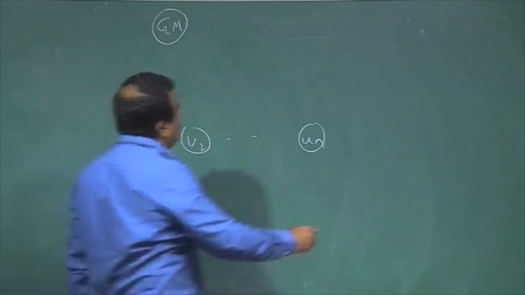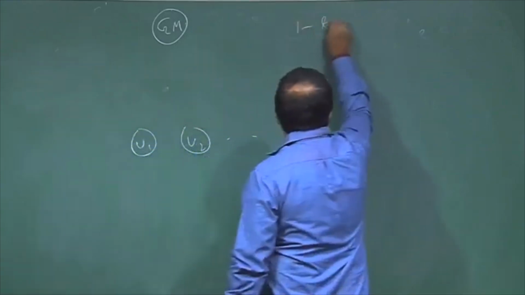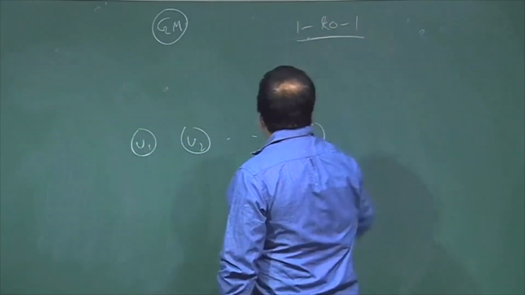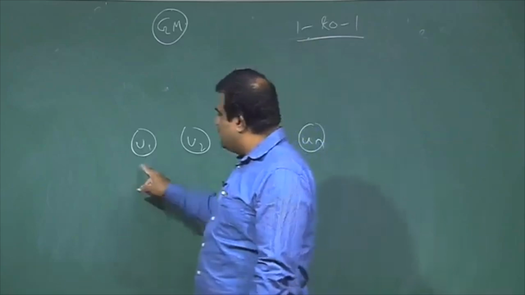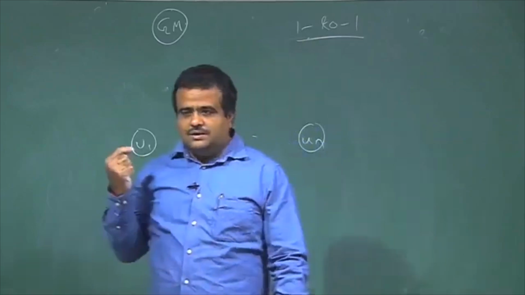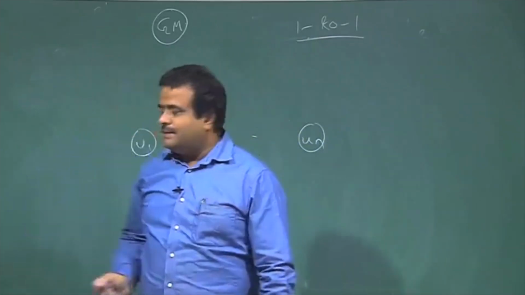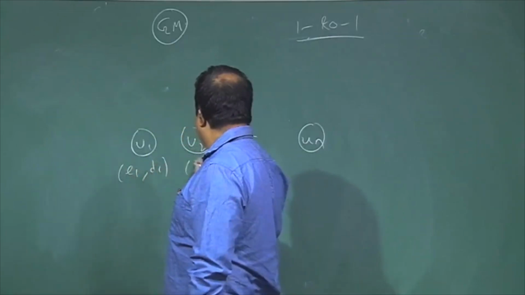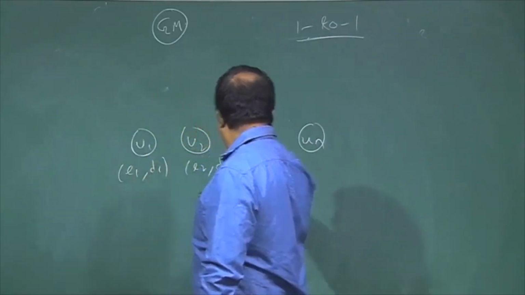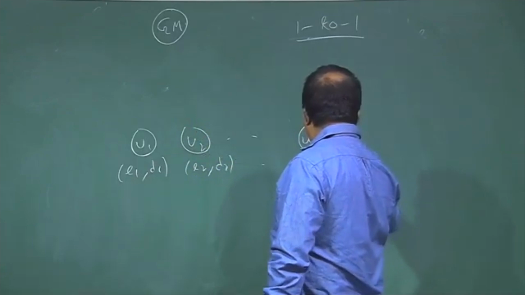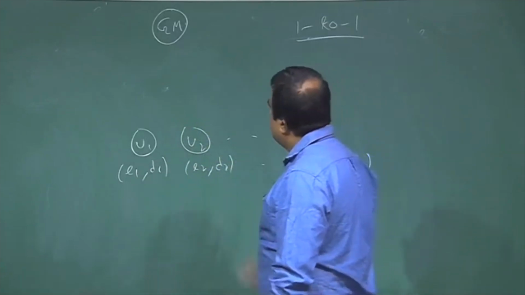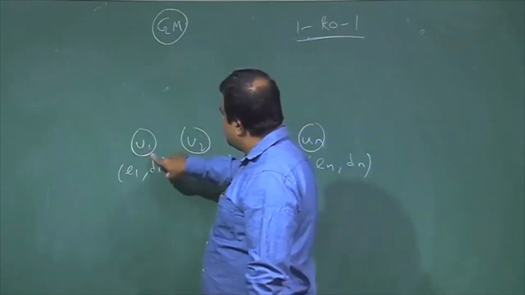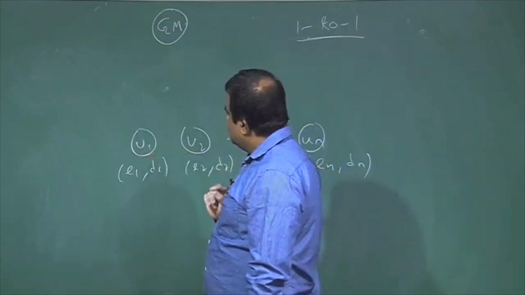Now, so far we know one-to-one encryption. That means everybody has their own private key and public key pair. So, U1 has E1 and D1, U2 has E2 and D2, up to UN with EN and DN. Okay.